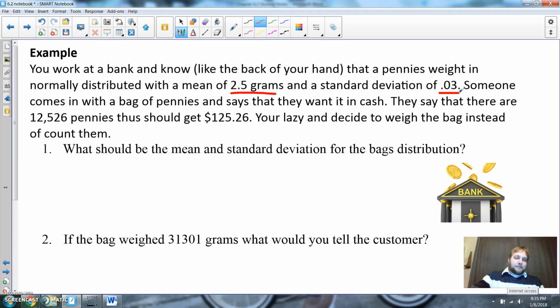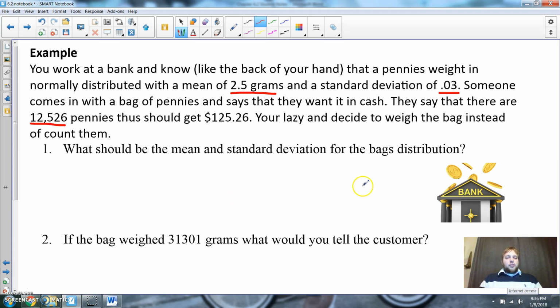Someone comes into the bank with a bag of pennies and says that they want it in cash. They say that there are this many pennies, and thus they should get $125.26. You obviously are not going to count this by hand. You have a little weigher, and you're going to weigh them. So, what should be the mean and standard deviation for the bag distribution?